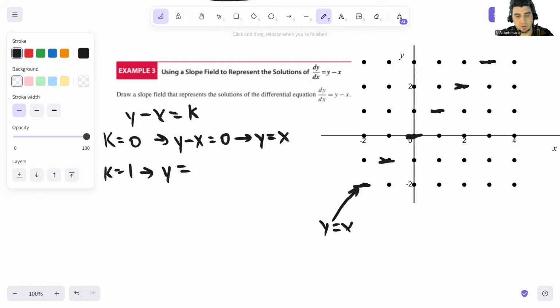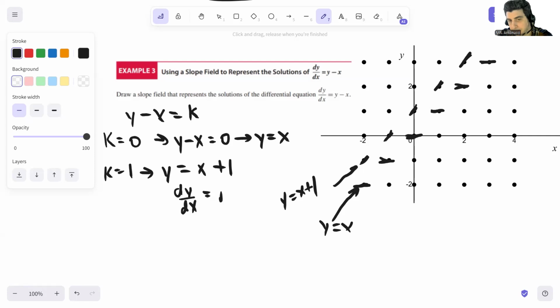Okay, and then if k equals 1, then y is going to equal x plus 1, and so dy/dx is going to equal 1. All right. So if I'm along the diagonal line y equals x plus 1, then all the slopes along that line are going to be a slope of 1. So like this. All right. And then we just keep going like this, so forth and so on.